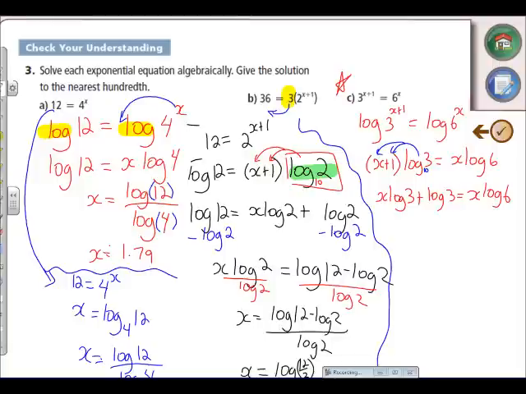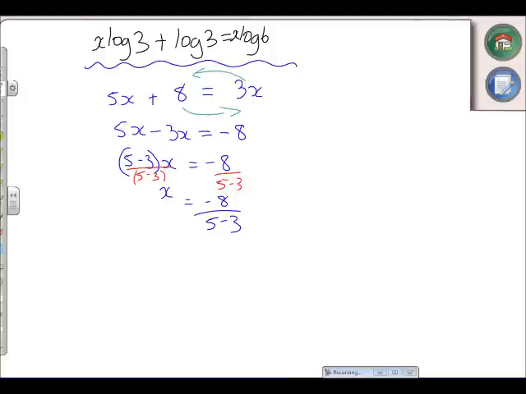Do the exact same thing. Let's get our x's to one side, our numbers to the other side. Log 3 is just a number. So we've got x log 3 minus x log 6 equals log 3. And then just like we did with the other numbers, what I did here was I combined my 5 minus 3. What I actually did is I factored out an x. They both had an x. I factored out the x. So factor out an x.